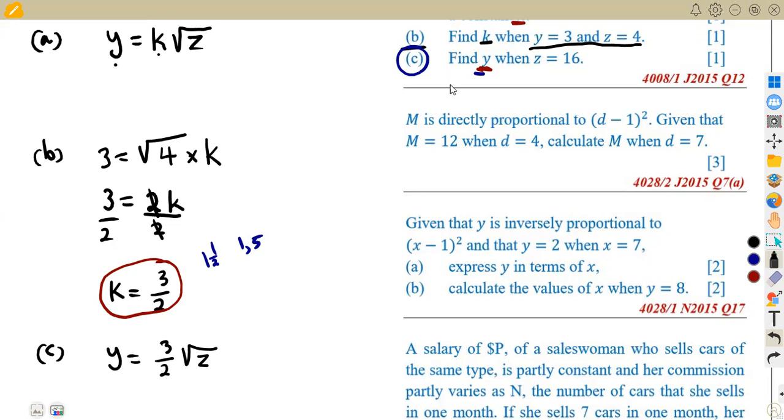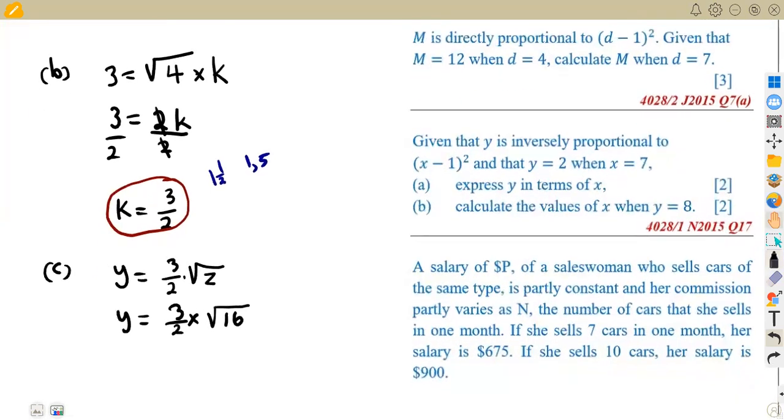So we can substitute. What is the question now? After substituting the constant, we are supposed to find Y, given the value of Z, which is 16. So we have the value of Z. Meaning to say, Y is going to be 3 over 2 times the square root of Z, where the Z there is given as 16. So we are now substituting the value of Z that we are given.